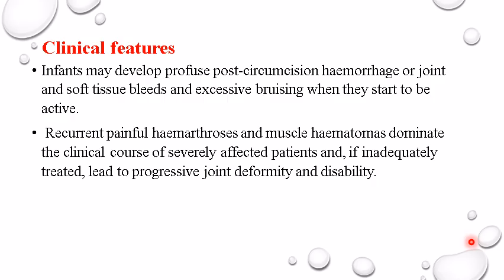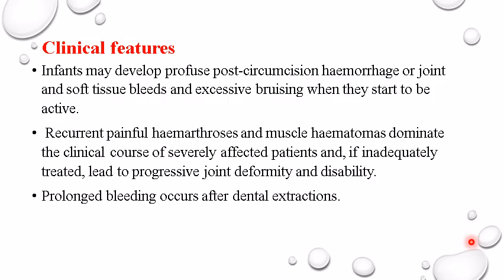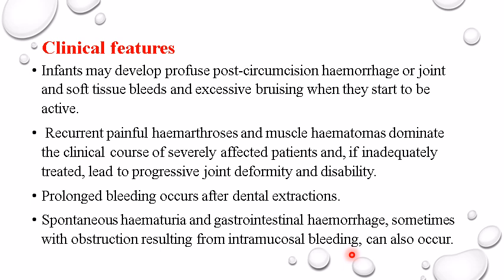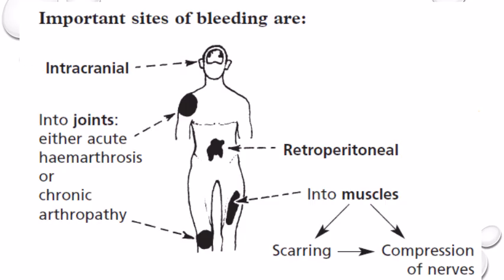Recurrent painful hemarthrosis and muscle hematoma dominate the clinical picture. Hemarthrosis is bleeding into the joint, muscle hematoma is bleeding into the muscle compartment, and the patient may have a joint deformity or disability. The patient may present with prolonged bleeding after dental extractions. In rare conditions, the patient may develop hematuria, that is to say, bleeding into the urine, or gastrointestinal hemorrhage as melena, sometimes with obstruction resulting from intramucosal bleeding. This means that bleeding into the GIT mucosa may enlarge and block the GIT, and the patient may present, especially children, as intestinal obstruction.